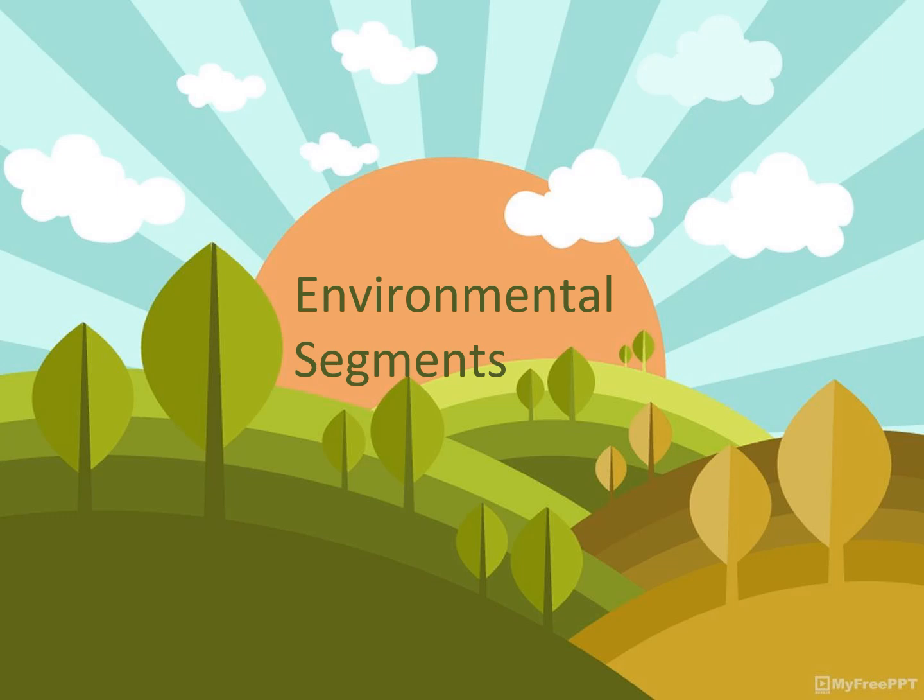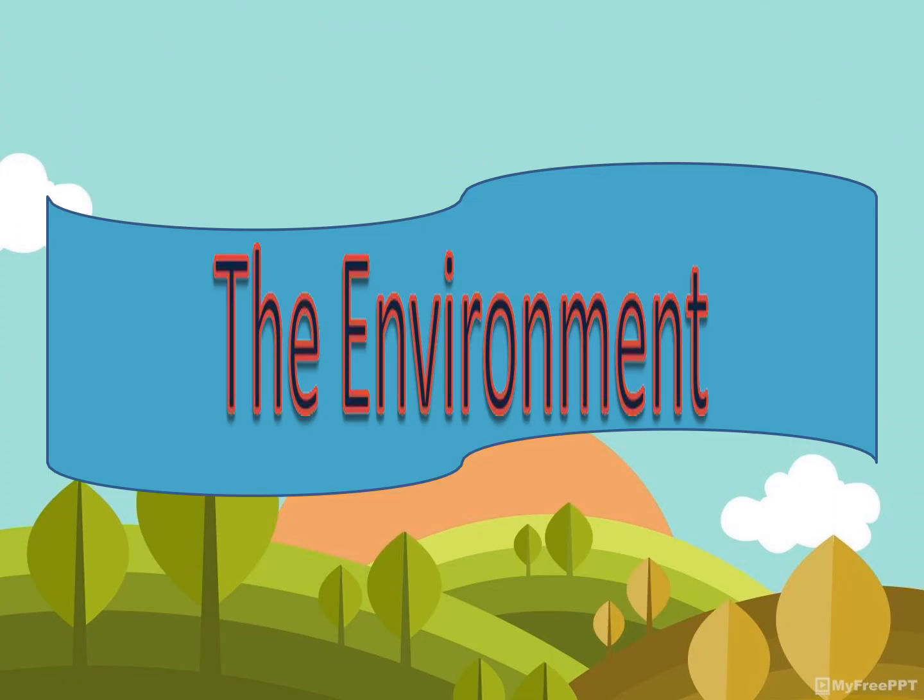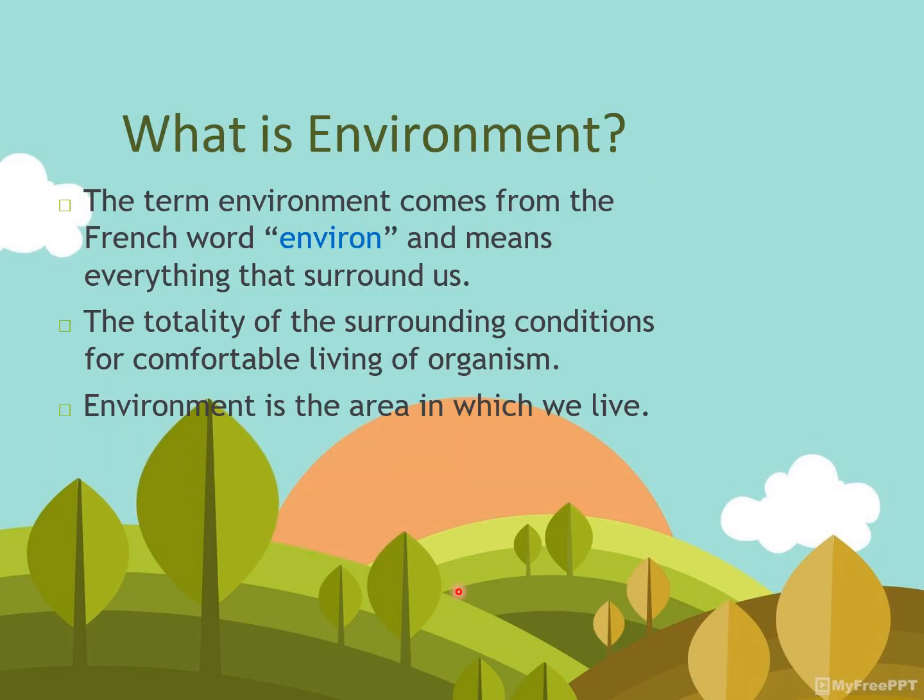In today's class, we'll see what the environment is, what its types are, and what we know about the different environmental segments. The word environment means surround or envelope. The term comes from the French word environ and means everything that surrounds us, the totality of the surrounding conditions for comfortable living of any organism. So the environment is the area in which we live, as we know very well.